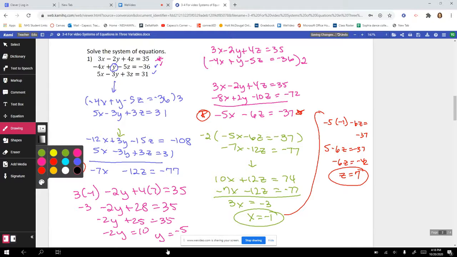Now, when we write these, we need all three variables. So I'm going to put it in coordinate form. So I have negative 1 is x, negative 5 is y, and 7 is z. So again, I write them in alphabetical order, and that's my solution of that system.